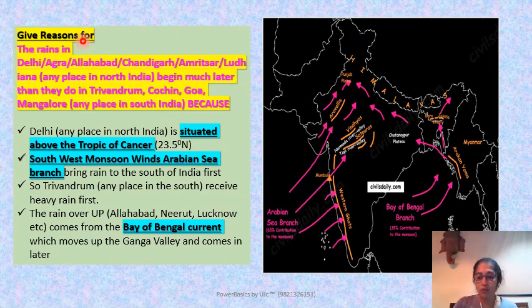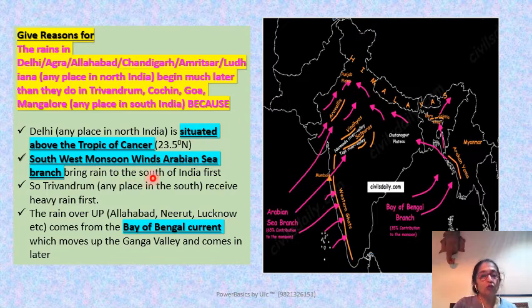Give reasons for. Now it's becoming very easy. The rains in Delhi, Agra, Allahabad, Chandigarh, Amritsar, Ludhiana, any place in the north of India, this is Punjab, begin much later than they do in Trivandrum, Cochin, Goa, Mangalore, any place in the south. Trivandrum is here, Cochin is here, Goa is somewhere here, and Mangalore is here, and Mumbai is here. So any place, Delhi or any place in the north is situated above the Tropic of Cancer.